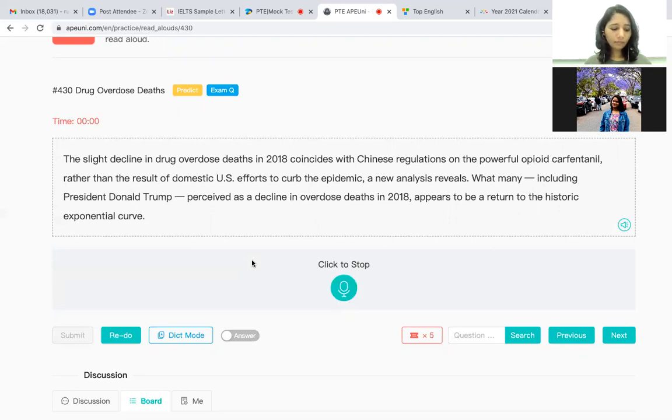The slight decline in drug overdose deaths in 2018 coincides with Chinese regulations on the powerful opioid, something, rather than the result of domestic US efforts to curb the epidemic. A new analysis reveals what many, including President Donald Trump, perceived as a decline in overdose deaths in 2018 appears to be a return to the historic exponential curve.